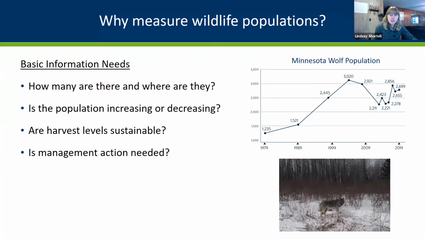So like I mentioned, measuring wildlife populations can answer some of those basic information needs that we need to manage the species and their habitat. Simple things such as how many are there and where are they? Is the population increasing or decreasing? Are harvest levels sustainable? And is management action needed?